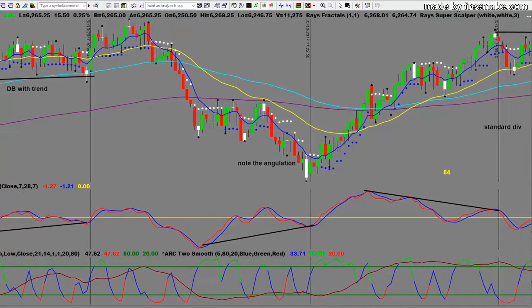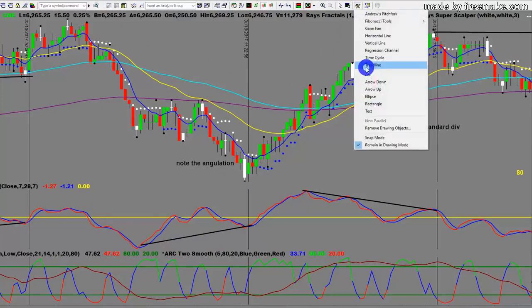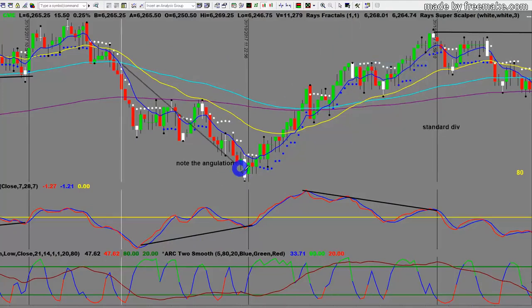Here we've got another great setup. You've got angulation, so price has come down. This is actually a T3. It actually failed. Then you had no divergence. Here we've got divergence, and notice angulation. Once again, angulation is where price is angling away from my major EMAs. So that set this up very nicely.